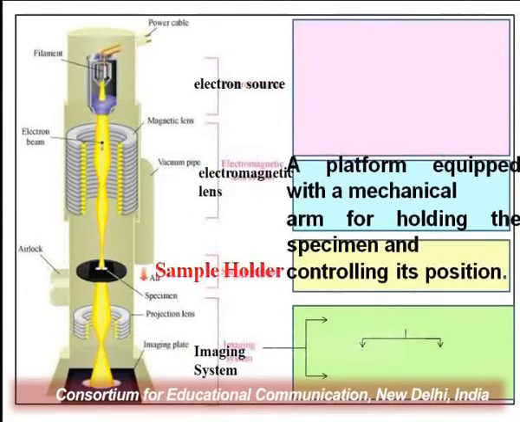Now next is the sample holder. It is a platform where the sample is put, equipped with a mechanical arm for holding the specimen and controlling its position. A specimen holder is basically an arrangement that can be moved so that the electron beam falls upon the specimen in a proper manner. So it is on a rotating plate.